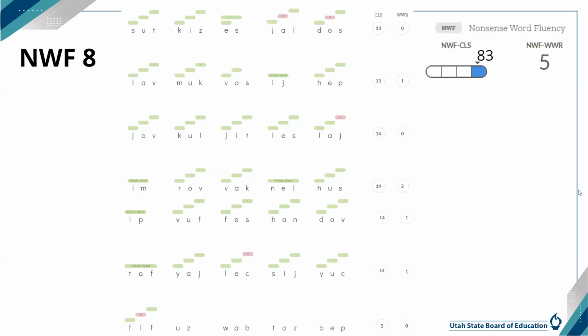That student was well above benchmark. They were quite fast. So students who segment quickly are difficult to score, and then students who are making lots of mistakes are difficult to score with nonsense word fluency.